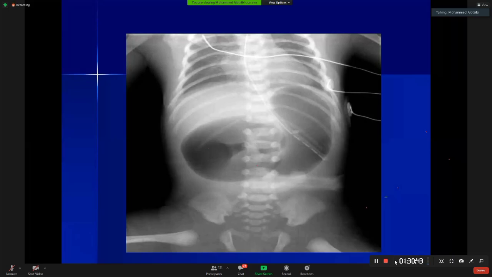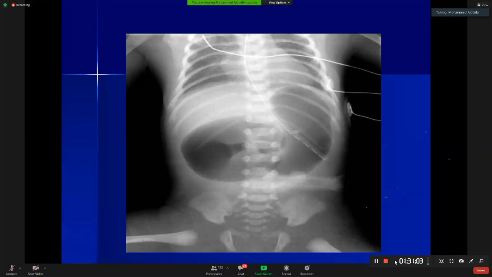One of the things you also need to mention in your report is to comment on the vertebral column because of associated anomalies. So always comment on the vertebral column: I don't see any segmentation or formation anomalies. Yes, spinal vertebrae are well formed.